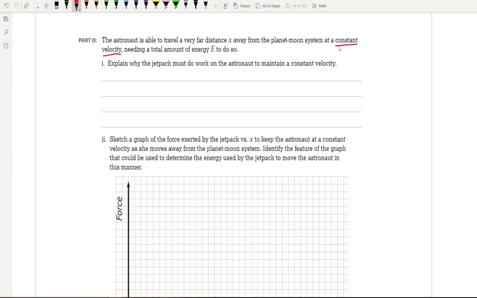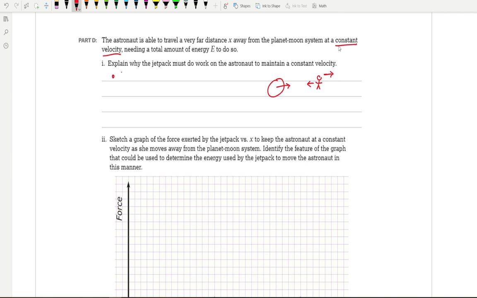All right. Part 1, explain why the jetpack must do work on the astronaut to maintain a constant velocity. Well, if you're trying to get away from that planet, there's always this constant pull of gravity back towards you because gravity has an infinite range. So the jetpack, we'll just say that it's pushing to the right. If it's trying to get away from the planet, then it's going to have to constantly be supplying some kind of force in order to push it to the right, because there's going to be this pull of gravity back to the left constantly on you. So the jetpack's going to have to do work all the time to maintain a constant velocity, and that's what you need to try to include there.